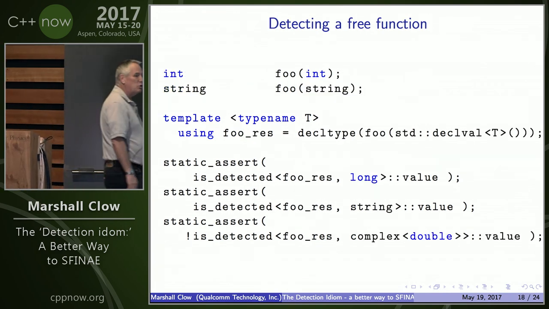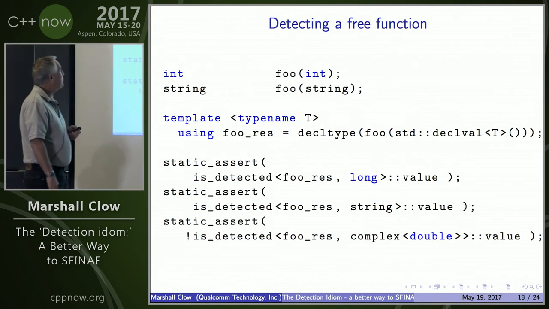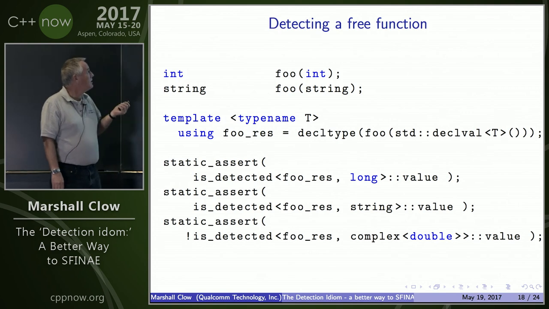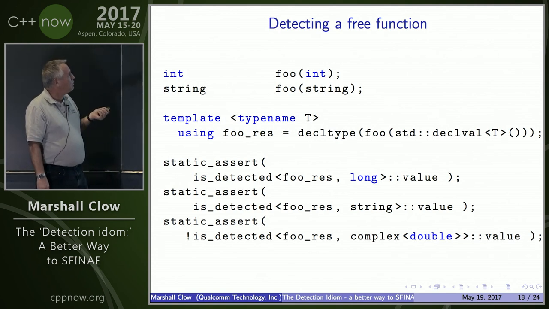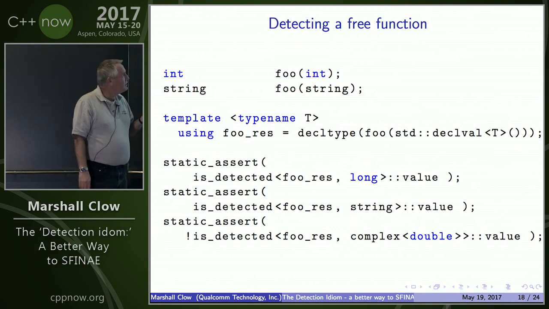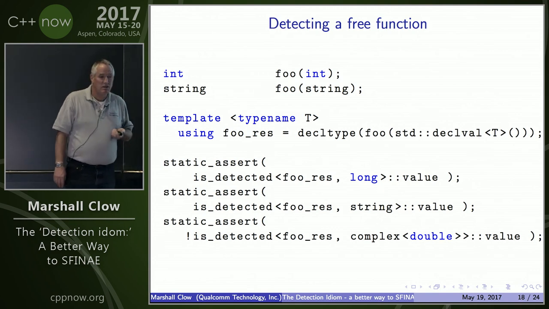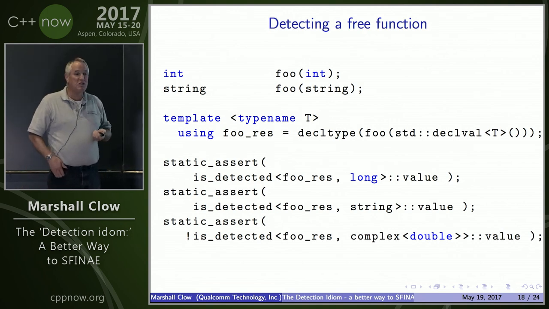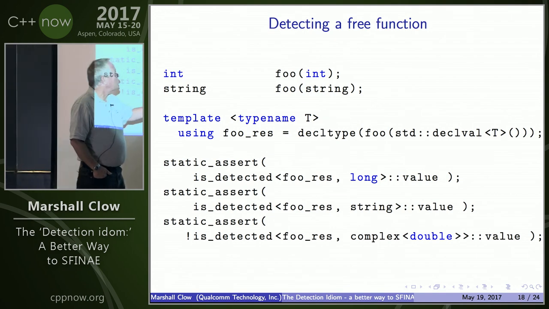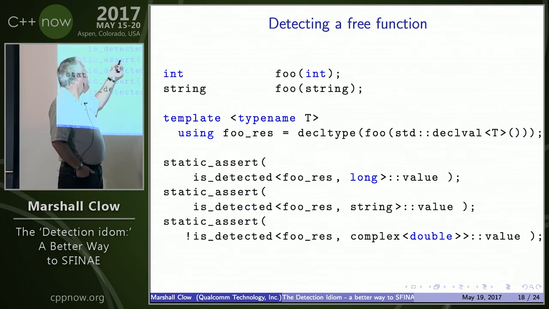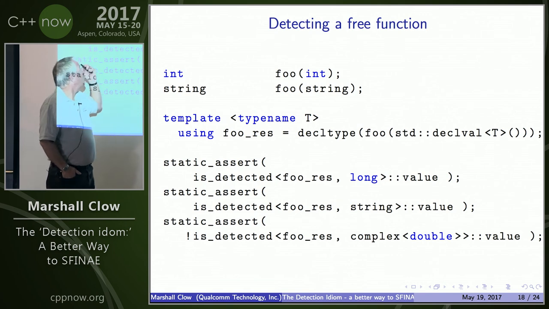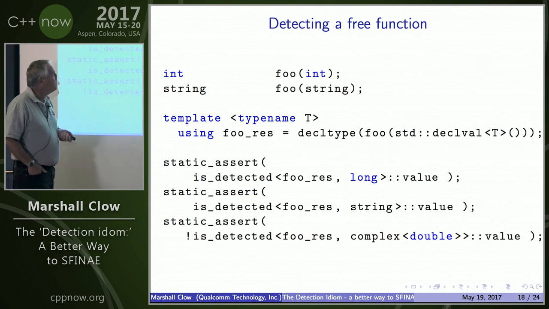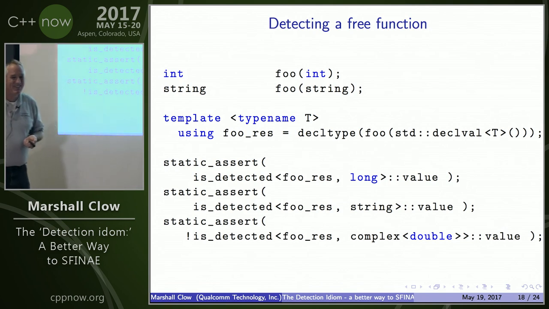Okay, but we're not limited to member functions. We detect a free function. We have here two functions named foo, one that takes an int, one that takes a string. We say, what is the type of calling foo with one of these? Remember, we write our function here that always returns a type. It takes a T and returns the type of calling foo with one. And if you really wanted to be careful here, you would say ::foo, make it a global thing, but that would run off the end of the slide.